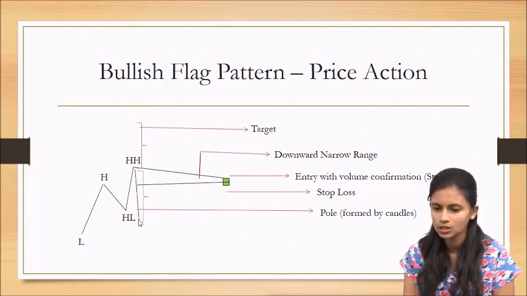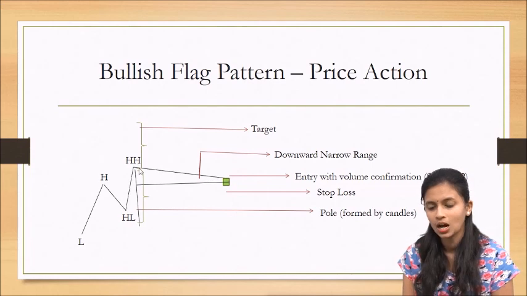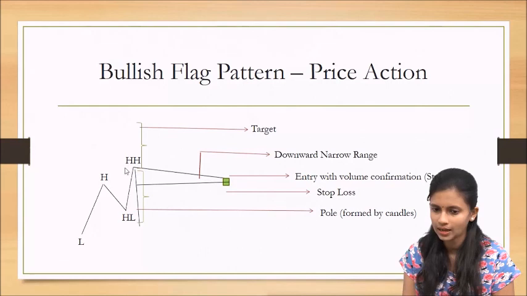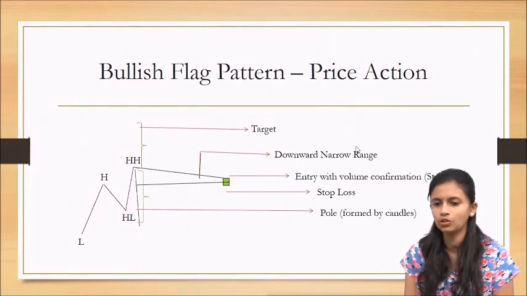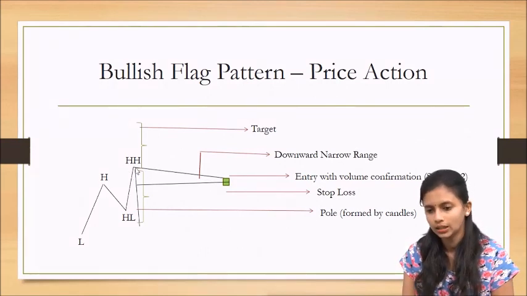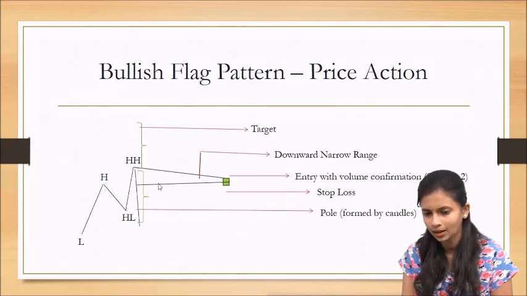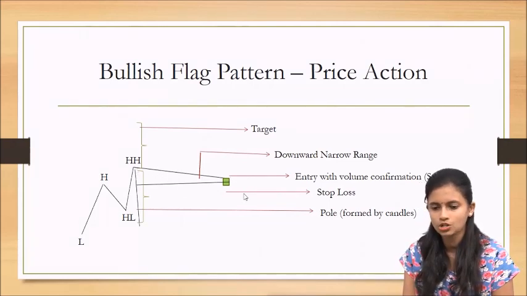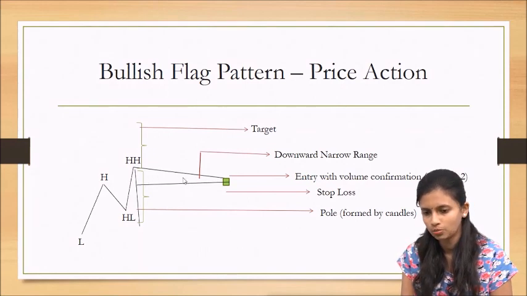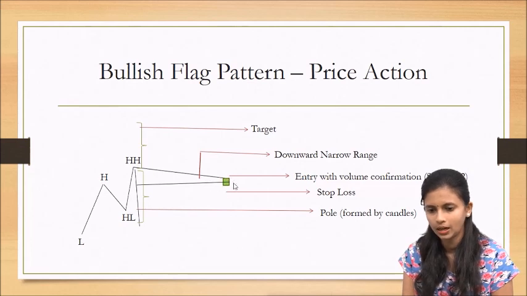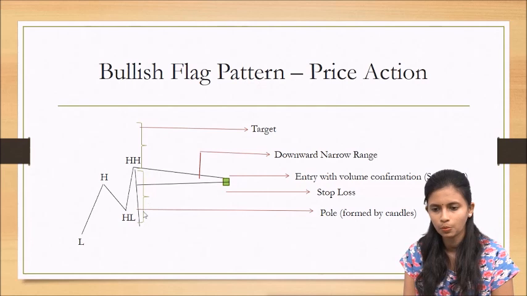So once this pole is formed, there has to be a downward narrow range, okay, like this. Now if the stock is moving somewhere like this upwards or somewhere straight like this, then you cannot consider it to be a flag. So it has to move downward like this, and the range should be narrow. Okay, a wide range cannot be considered, a narrow range should be there. Then when you draw the trend line like this, you should get this breakout. So entry will be above this candle's high. Stop loss will be just below this candle. Your target will be this pole size.